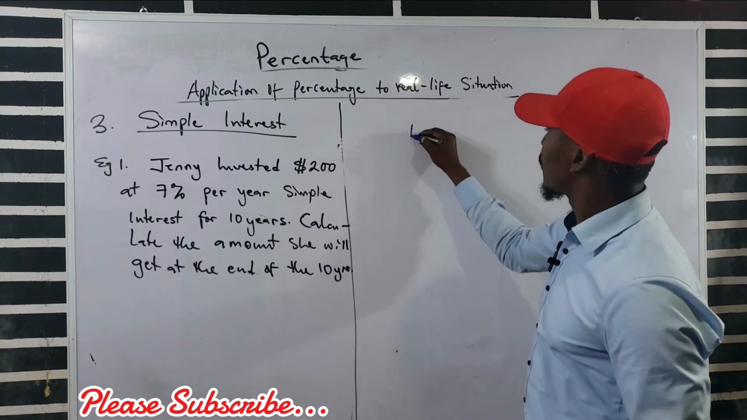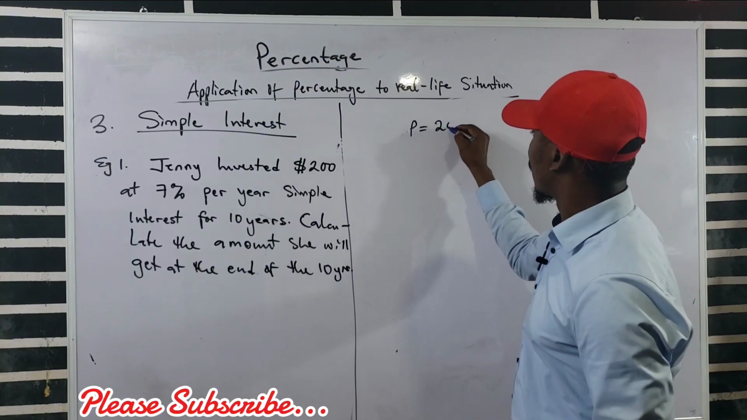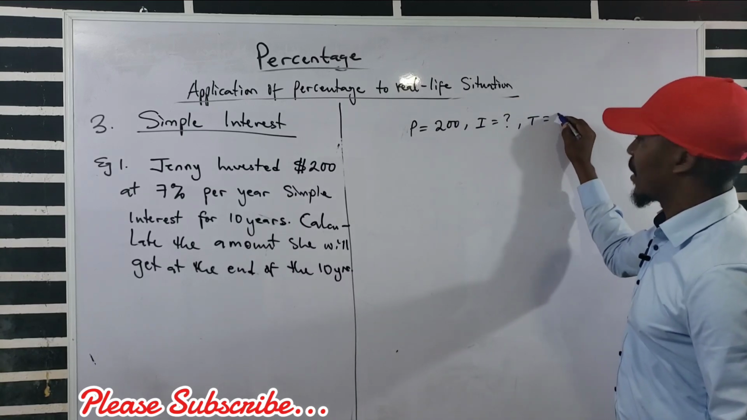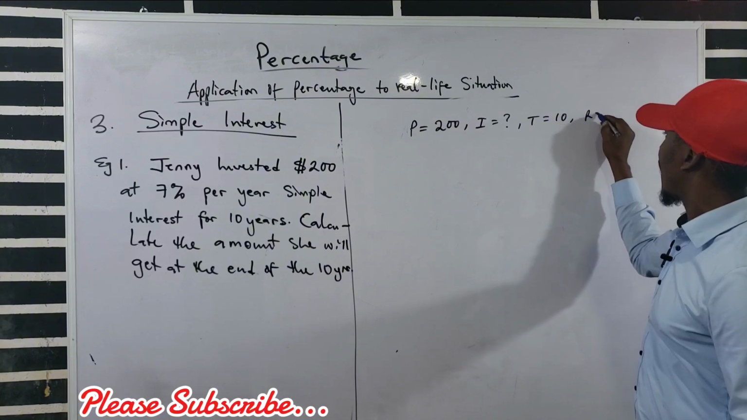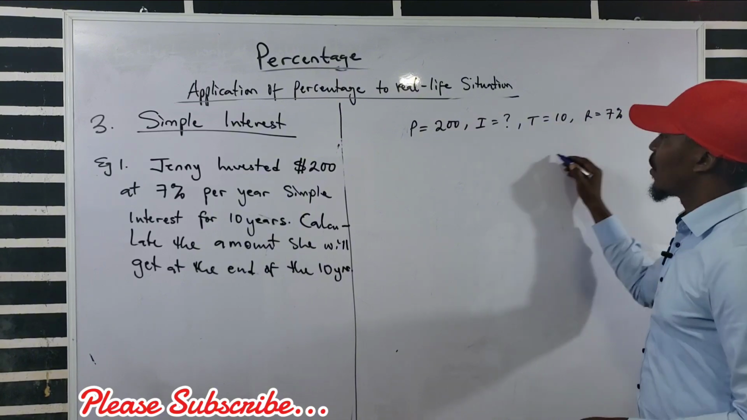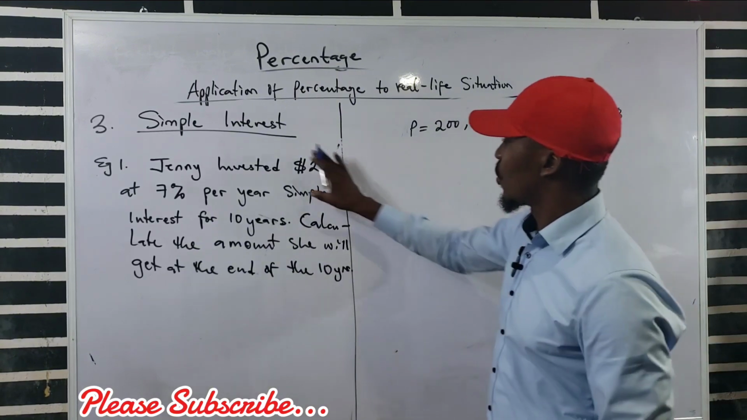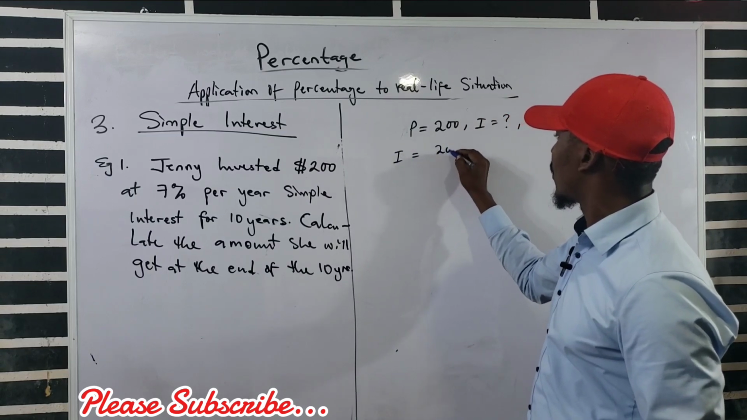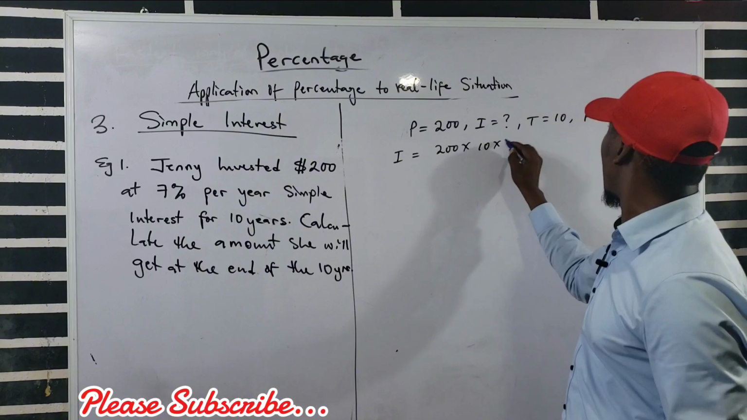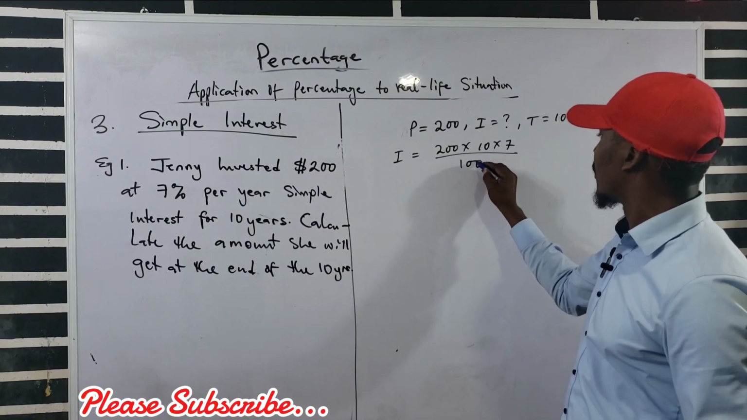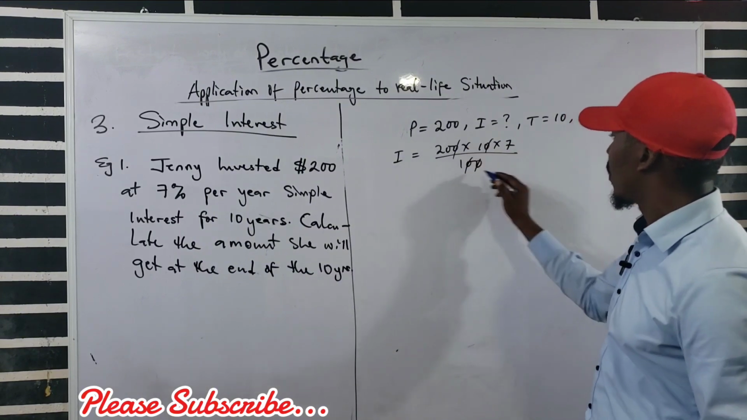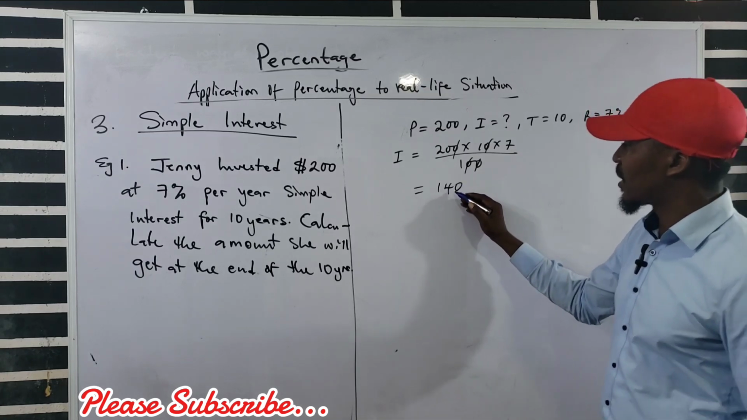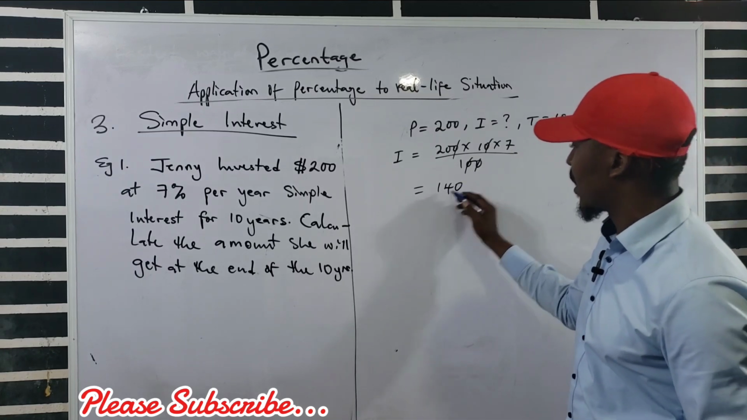So let's solve that. P here equals 200. I, we don't know it. T equals 10 years and R equals 7%. Using all these to get our I, we have I equals 200 times 10 times 7 over 100. This and this will go, so we have 140. So 140 is going to be her interest.